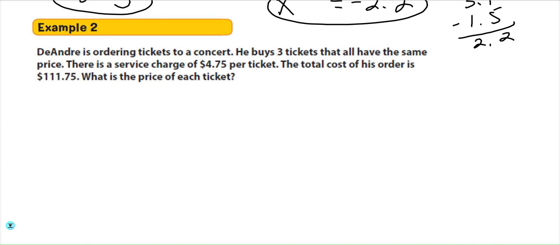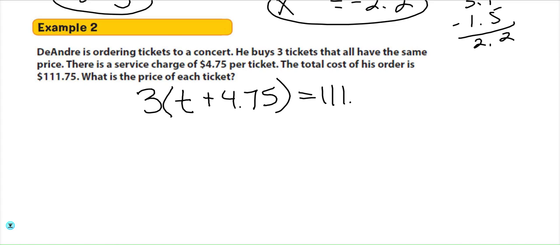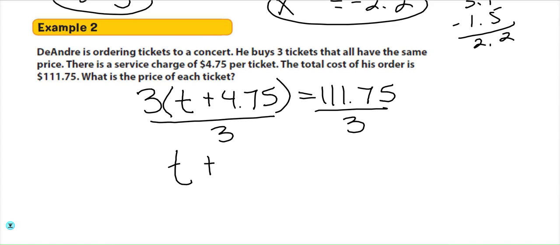All right, so let's figure this out. So we have 3 tickets, and they are all the same price. So T represents the ticket price, and then they all have a service charge of $4.75. And then all together it's going to cost $111.75. Okay? All right, we're going to divide it by 3. That's going to give me T plus 4.75 equals, and then we got to divide that out.